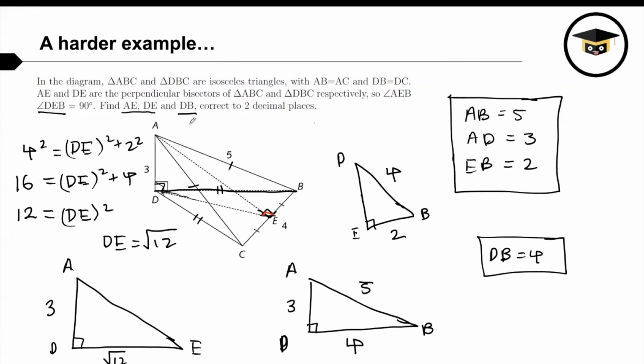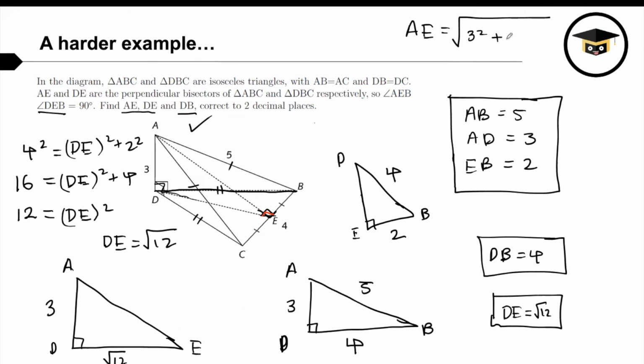So we've checked off DB. It's equal to 4. We know that DE is equal to root 12. And we also need to figure out what AE is. Now, AE is just the hypotenuse of this triangle ADE. So we can say that now we'll just move over here. AE is equal to the square root of the first thing squared, so 3 squared, plus the second thing squared, which is going to be root 12 squared.